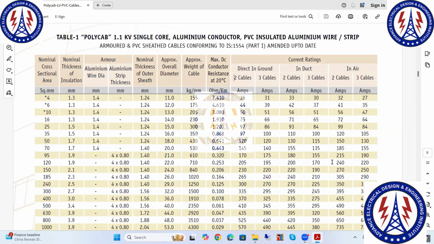We will do the sizing of the cable based on the load, but we should also know how much current the vendor cable can carry. We should also know this, right? So that is this parameter, this value.